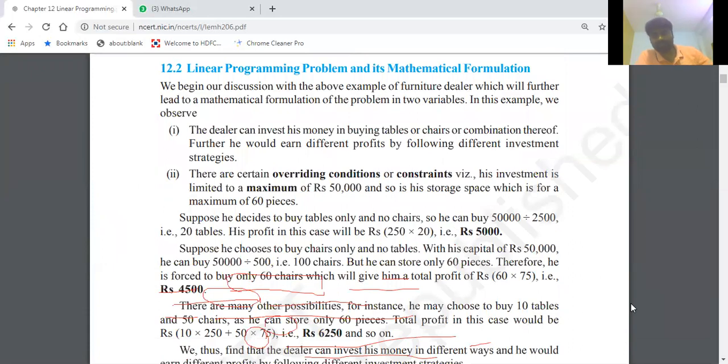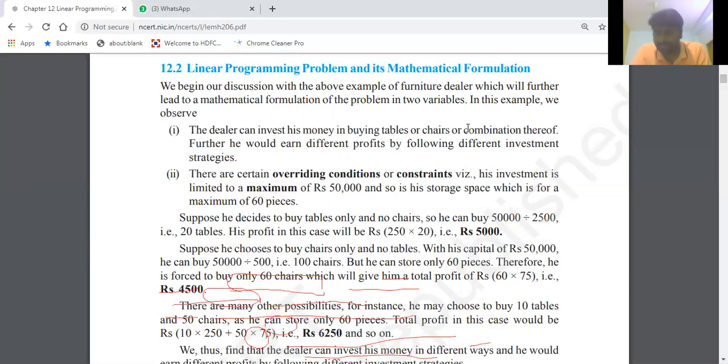Linear programming problem and its mathematical formulation. We begin our discussion with the above example of the furniture dealer. Just now we discussed that furniture dealer problem, and now we are going to solve it. See here, the dealer can invest his money in buying tables or chairs or a combination thereof. Correct or not? He can go for purchasing all tables only, or all the chairs only, or some number of tables and some number of chairs. Why is he going to purchase in all these cases?